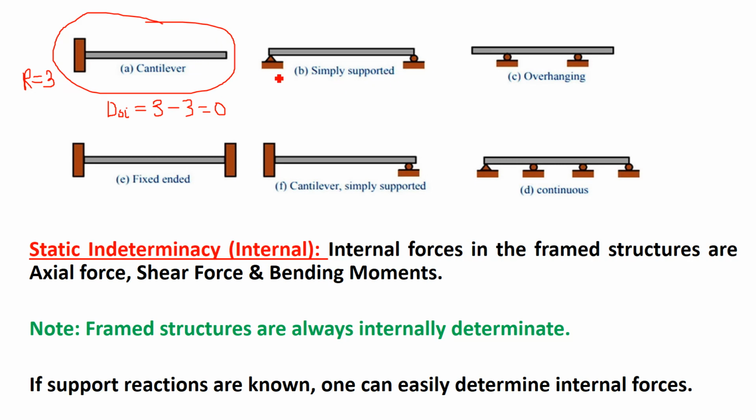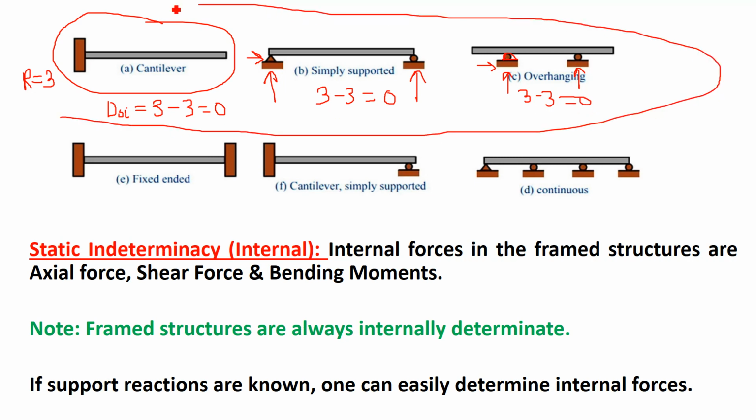Similarly, for a simply supported beam, the hinge support has 2 reactions and the roller support has 1 reaction. Again, the total number of reactions is 3. 3 minus 3, DSI equal to 0. Similarly, here this is an overhang with 2 roller supports. Even if you replace one roller support by a hinge support, there will be 2 reactions at the hinge support and 1 reaction at the roller support. 3 minus 3 equal to 0. So these first 3 beams are statically determinate.